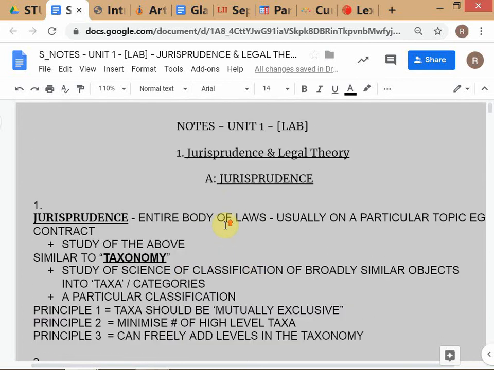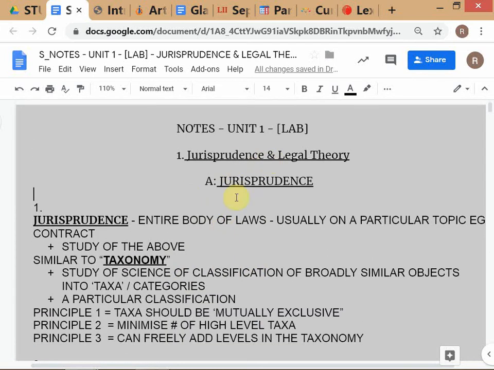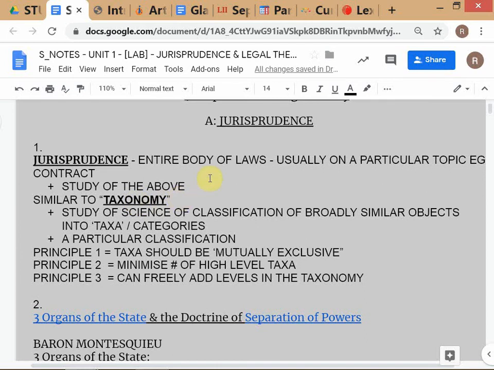So the first idea that we are going to discuss, the first unit, is called jurisprudence and legal theory. Now, what is jurisprudence? It's a big word. So let's understand this point. Okay, what does it mean? So we use the word jurisprudence in two ways.